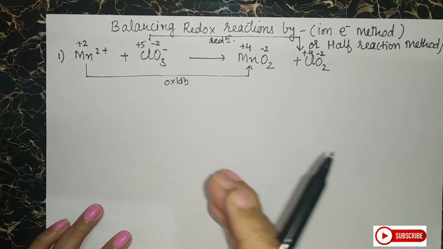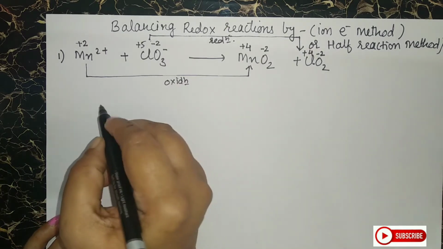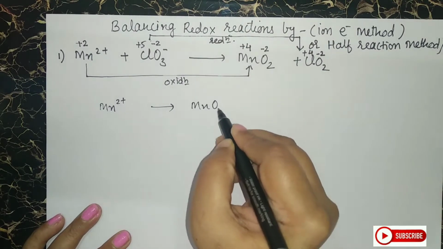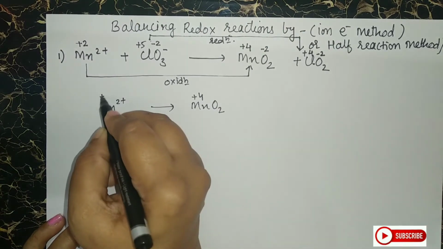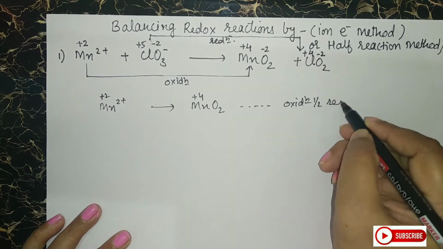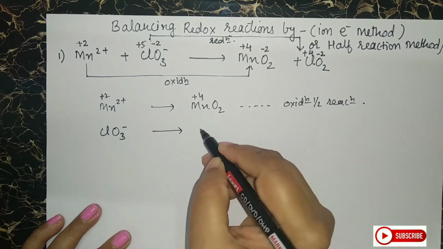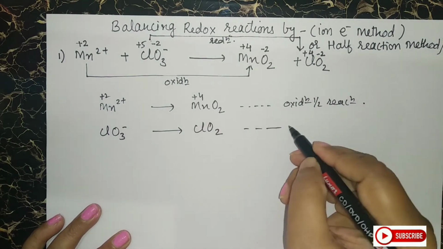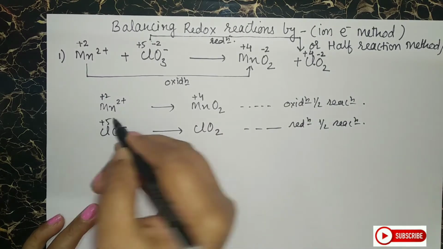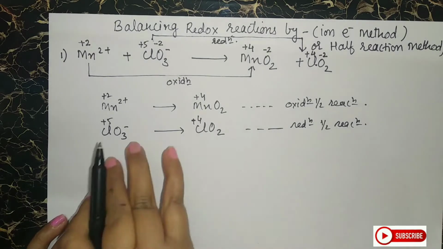According to rule 2, I have to separate the reduction and oxidation skeleton reactions. So do that first. So Mn2+ is becoming MnO2. You have to assign the oxidation states and you write here this is the oxidation half reaction. Similarly, write the second one, ClO3- is becoming ClO2. This is the reduction half reaction. Here it is +5 and this is +4. Now the second rule we have finished.